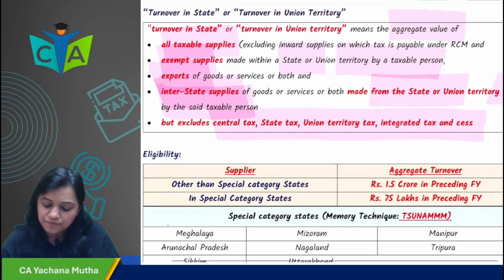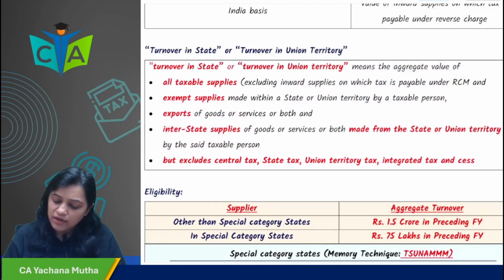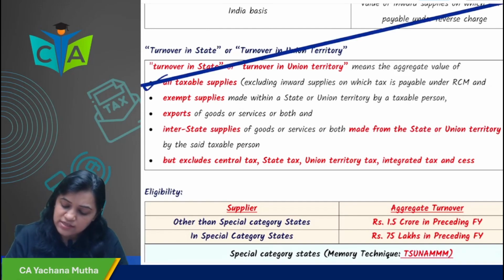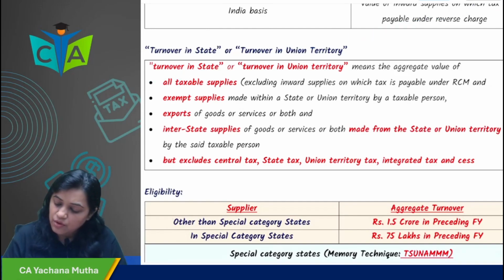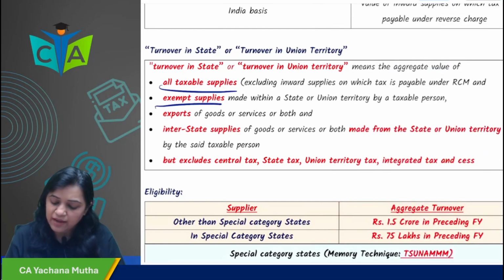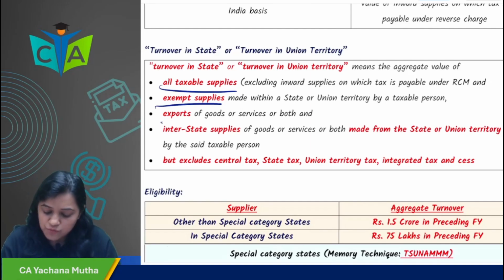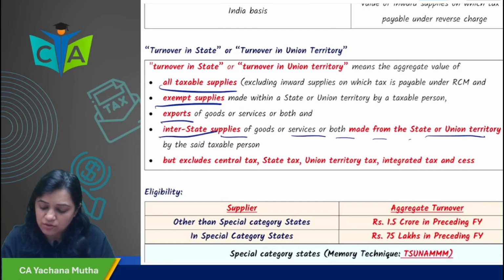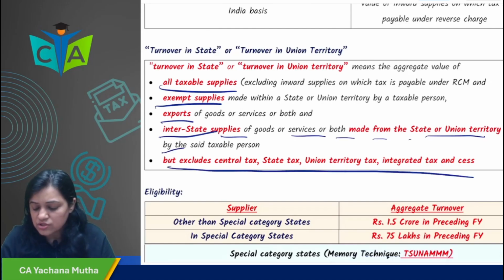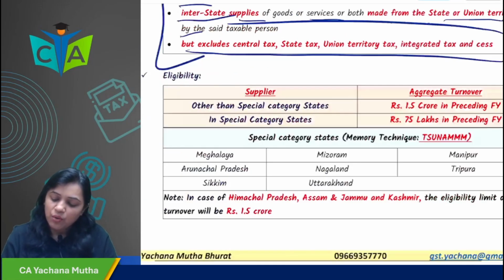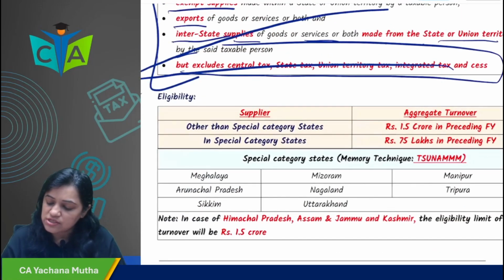IGST and cess. So, what all is included in the turnover in the state or union territory definition? All taxable supply, exempt supply, for which we have already seen those three things, exports, interstate supply of goods or services made from the state or union territory, and it excludes GST. Now, who is eligible for composition scheme? We will see.